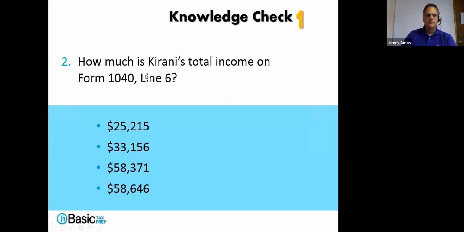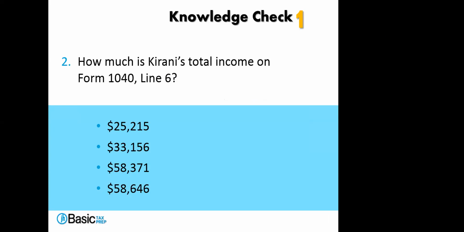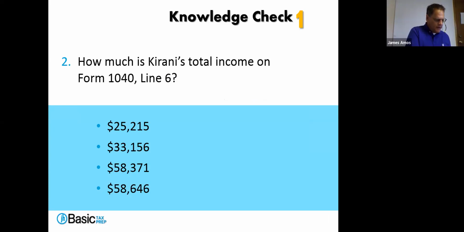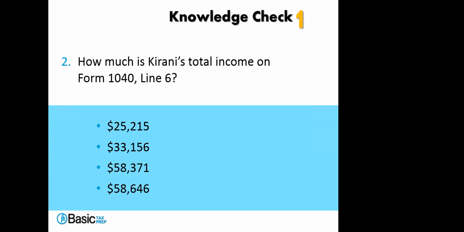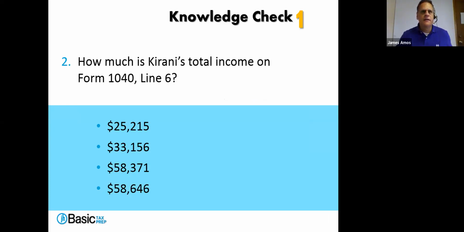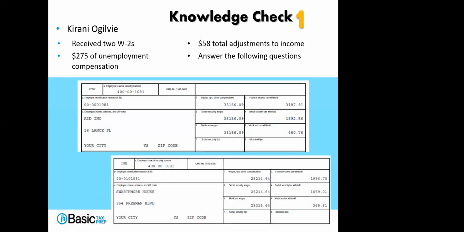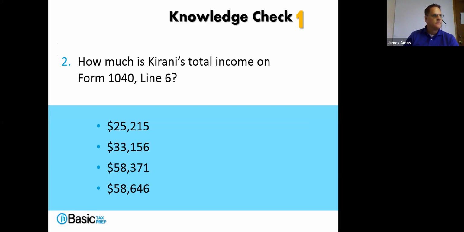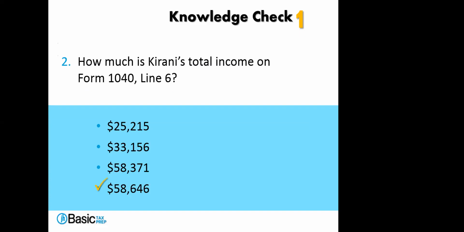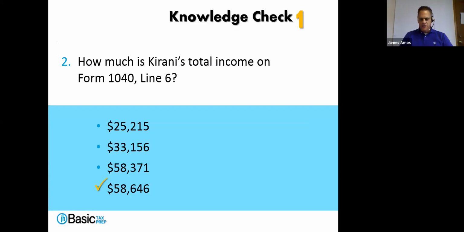What amount is on line 6 of the Form 1040? What is line 6 of the Form 1040? What information are we supposed to enter on line 6? I'm pulling out my Form 1040 so I don't make another mistake. Total income. Total income. Okay. So I made a mistake. I was thinking the next line. So line 6, what should we be adding to that amount to get to line 6? What should we be adding to the 58,371? 275 unemployment compensation. That's right. And that's going to give us how much? 58,646. That's right. Exactly.